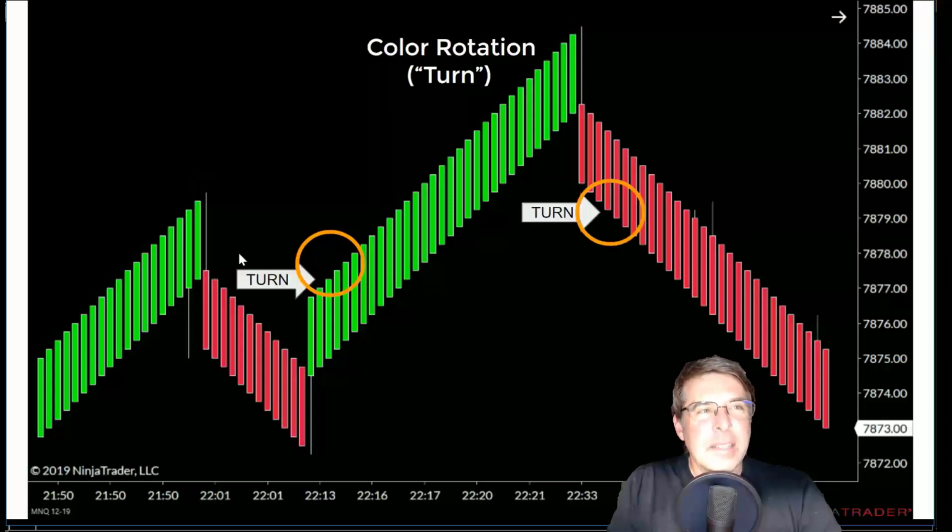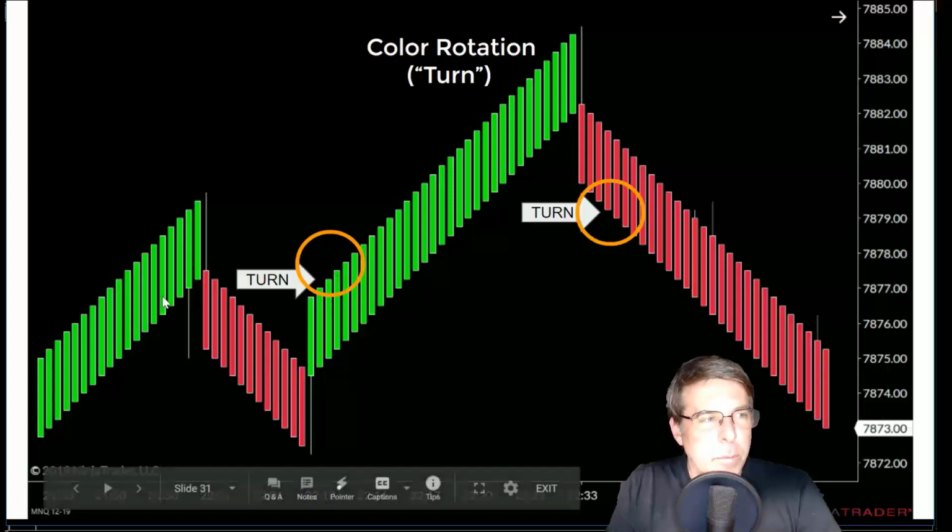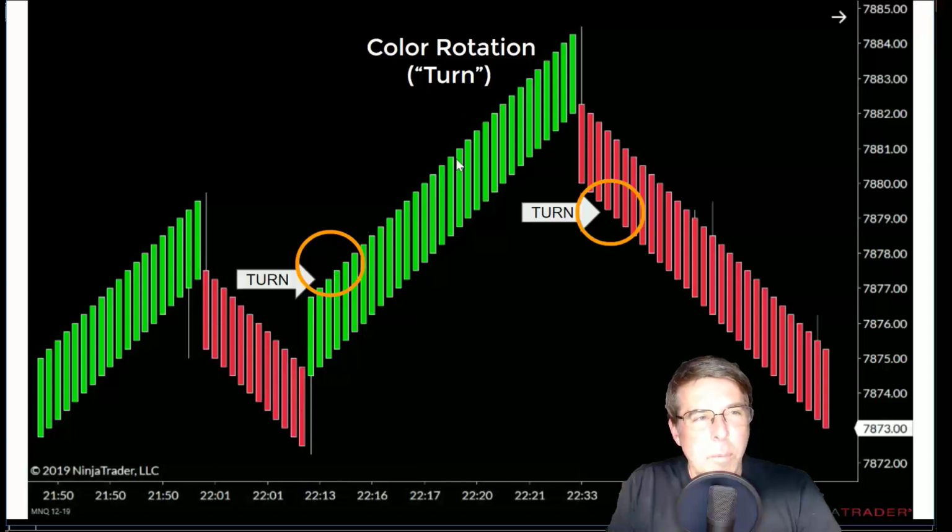Okay, the next thing is we have our color rotation, our CR. This is what's called a turn. Hence, we're going to be talking about trading every turn. So here's our turns visually, okay? 1, 2, 3. The third bar, this is our turn. We've now had a color rotation or a color turn from bullish to bearish to now a bull trend to then a reversal and the other way.